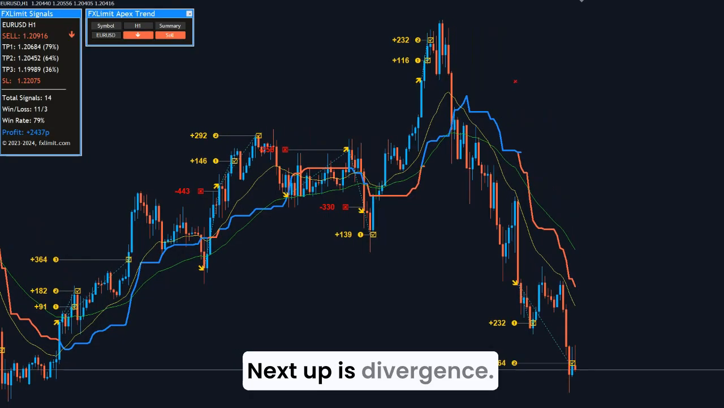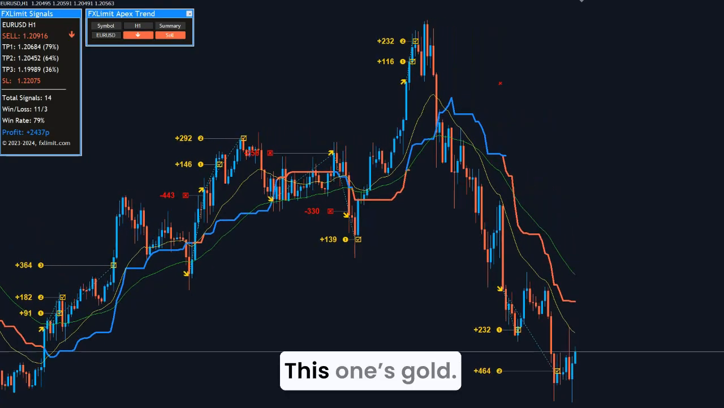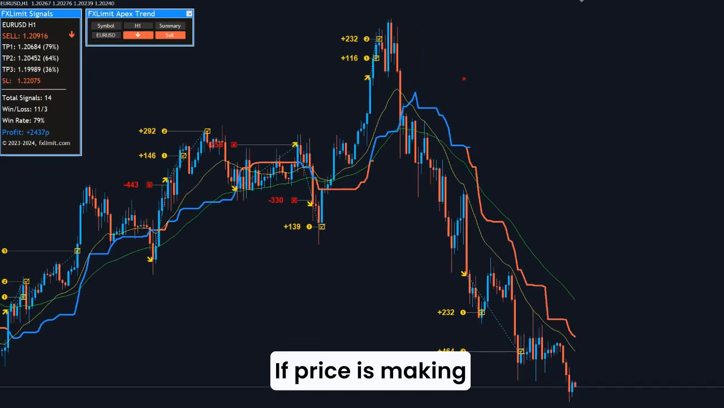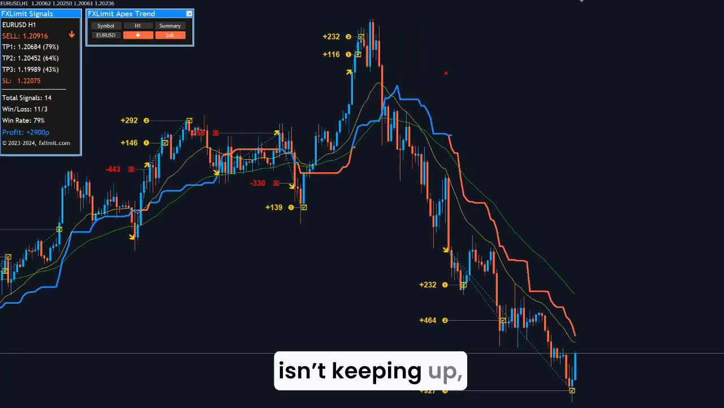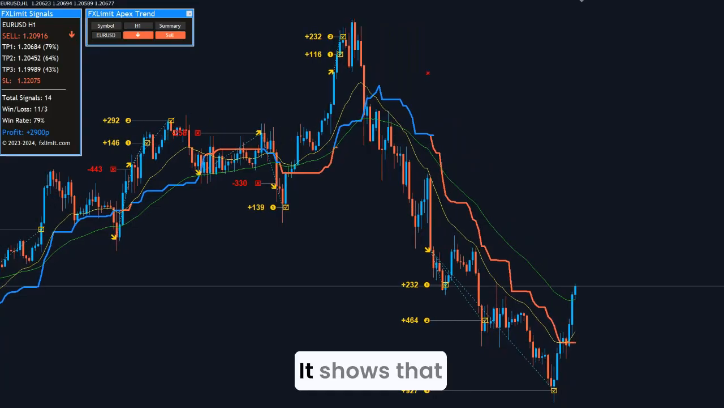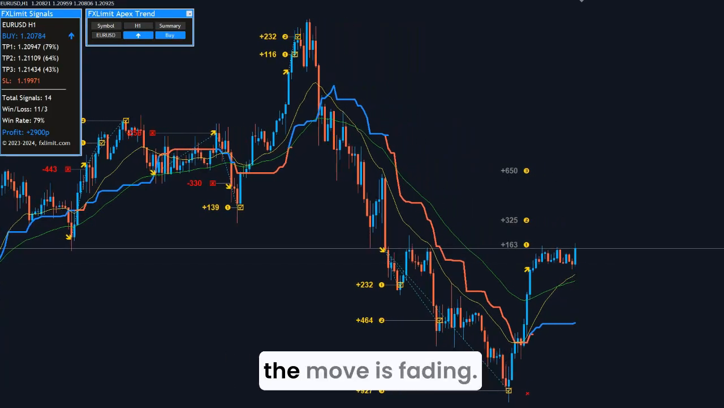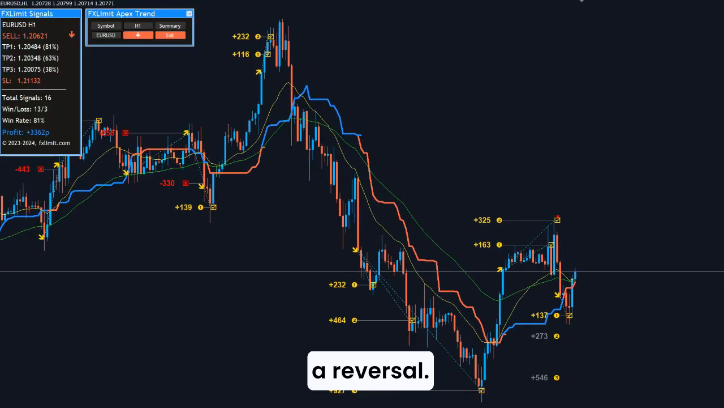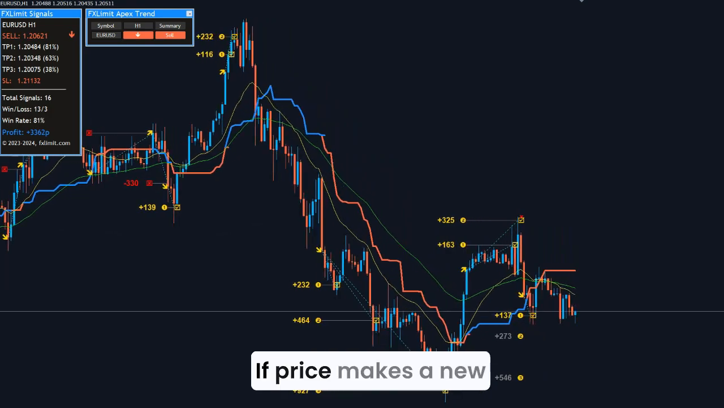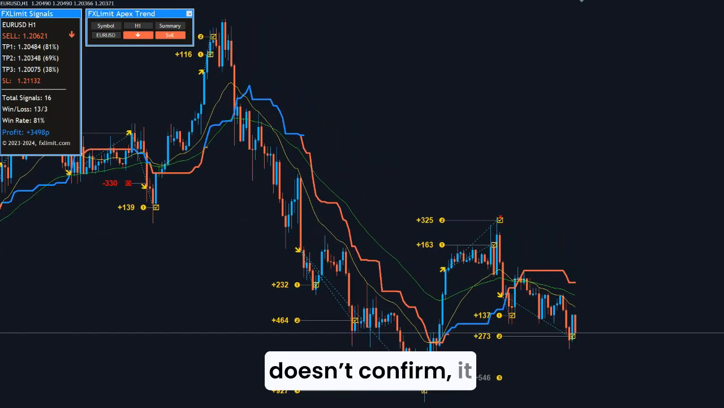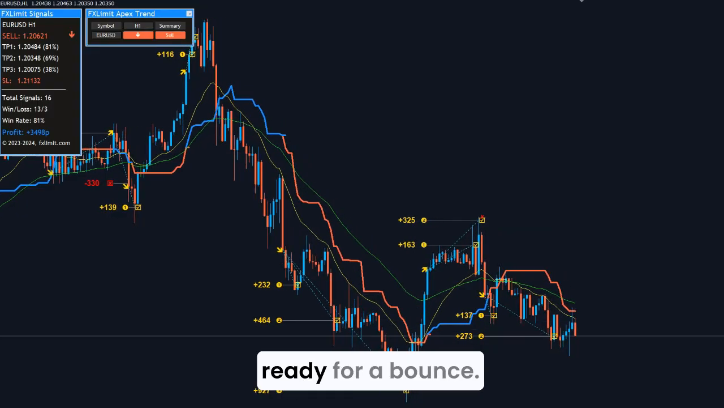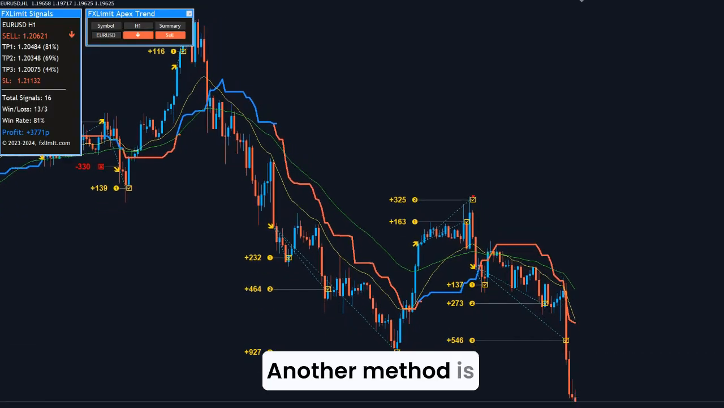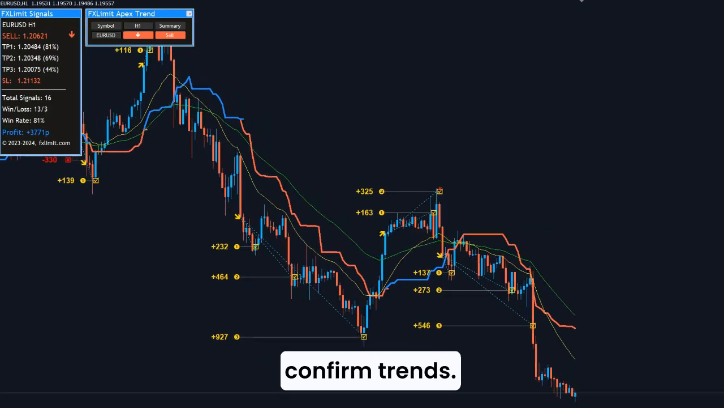Next up is divergence. This one's gold. If price is making new highs but volume isn't keeping up, that's a red flag. It shows that the enthusiasm behind the move is fading. You'll often see this right before a reversal. Same goes for downtrends. If price makes a new low but volume doesn't confirm, it might be time to get ready for a bounce.